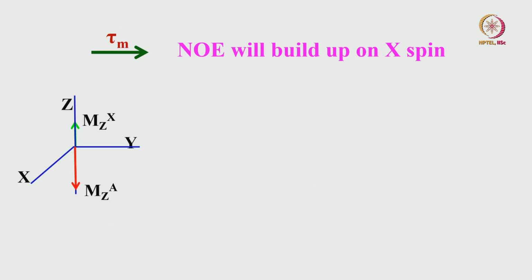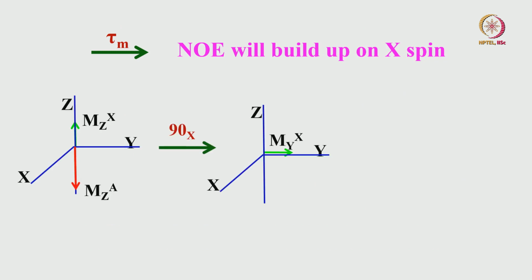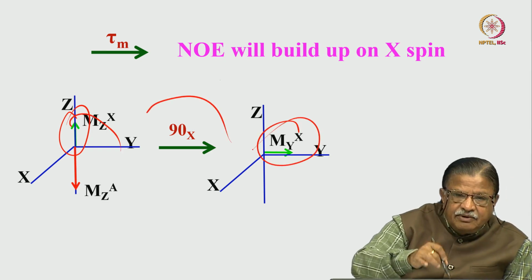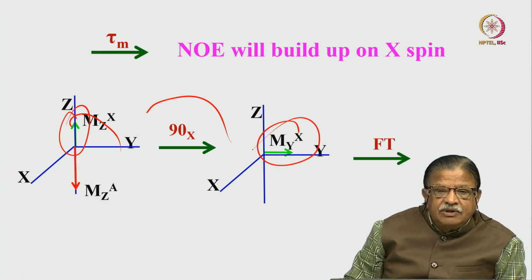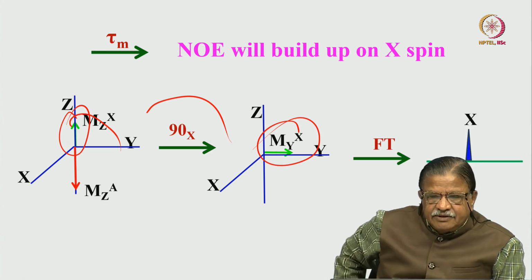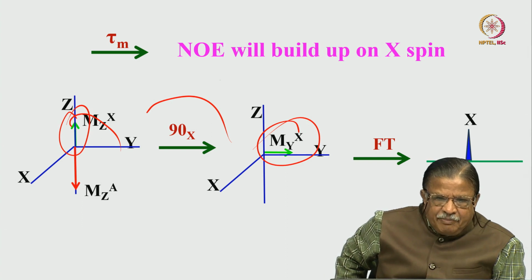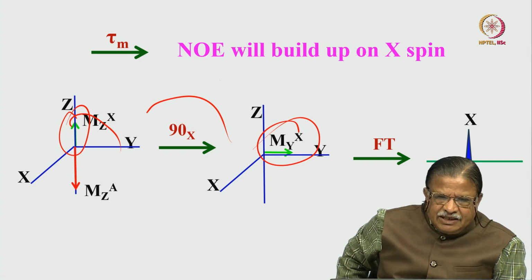Give some time, and the NOE will start building up slowly like this. Slowly the Z magnetization builds up and gives magnetization to X. Now apply a 90 pulse. The X magnetization which is along Z comes to the transverse plane, and you do the Fourier transformation. You will get that signal. This is what happens. Do you understand the concept?